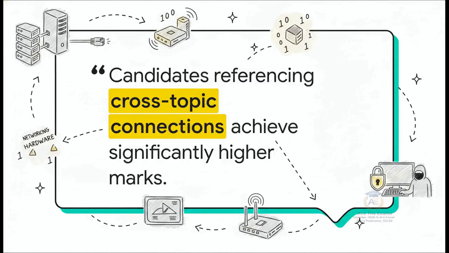Exhibiting conceptual understanding that you can actively transfer to completely unfamiliar contexts is the ultimate grandmaster move. When you can explain how a collision physically alters the binary voltage representation on a copper cable, you aren't just answering a question, you are proving absolute mastery of the subject.